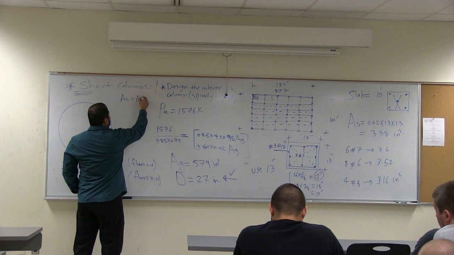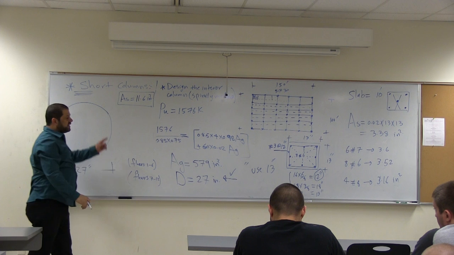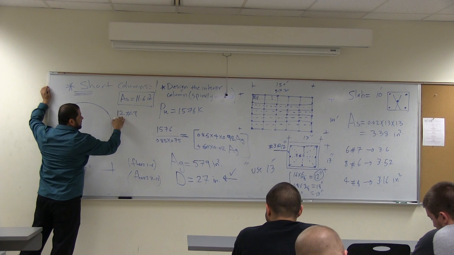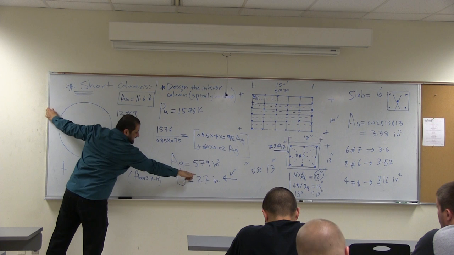11.6 inches squared. Give me a bar combination that will give me slightly more than 11.6. You can have 12 number 9. Number 9, that's one option. 12 number 9 will give you 12 inches squared, and the slight increase will account for the slight 0.1 inch required for the D. Okay?